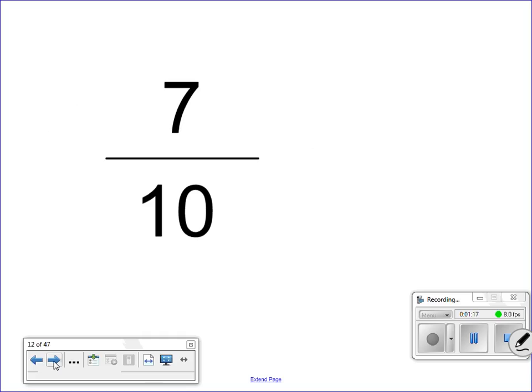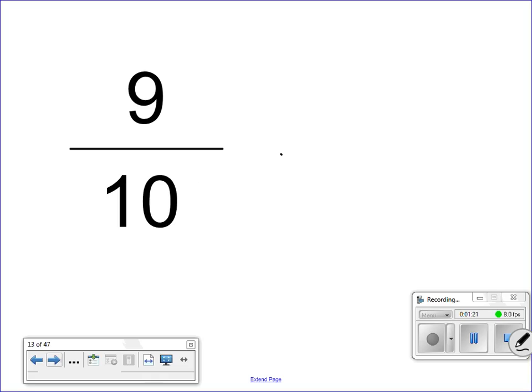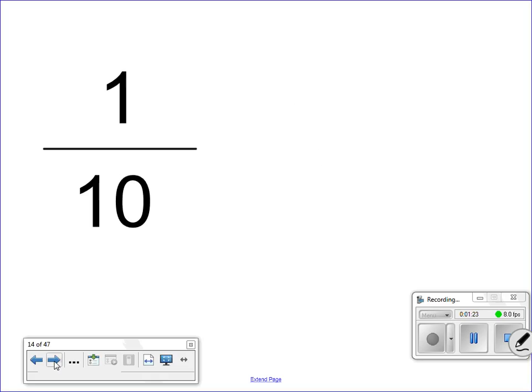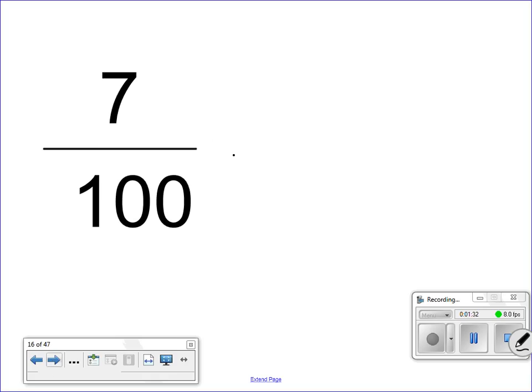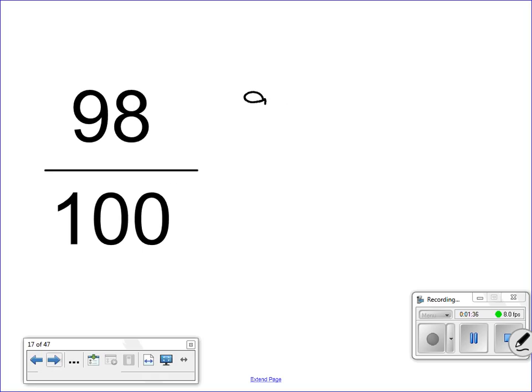7/10. So how would I write this as a decimal? Boom. 0.7. 9/10. 1/10. 2/10. I could put the 0 in front of it. That's fine. It'd be the same number. 7/100. 98 hundredths.